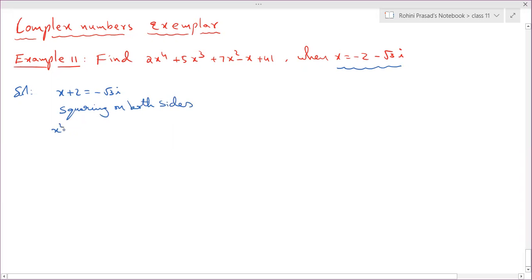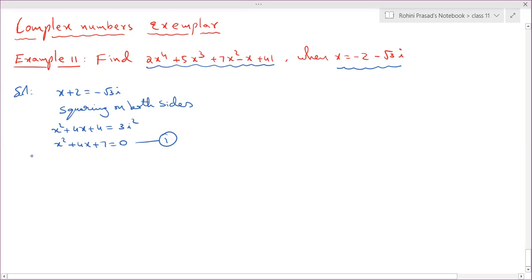So x square plus 4x plus 4 equal to 3i square. So basically x square plus 4x plus 3 plus 4 equals 7, so x square plus 4x plus 7 equal to 0. We call that equation 1. And you can try to get this expression one by one.